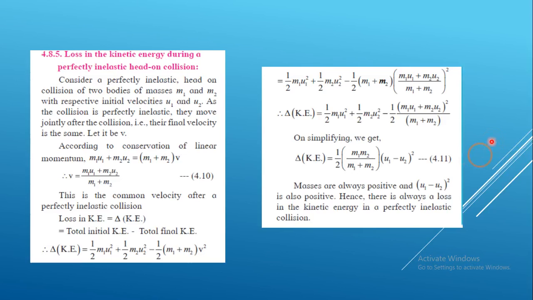Let's simplify this term and you'll get the change in kinetic energy, or loss of kinetic energy, equal to half m1 m2 divided by m1 plus m2 into bracket u1 minus u2 whole bracket square. Masses are positive, so change in energy is positive, so there is always a loss of kinetic energy in a perfectly inelastic collision with this value. Try to solve this. You'll get the value of change in kinetic energy as the lost energy value.